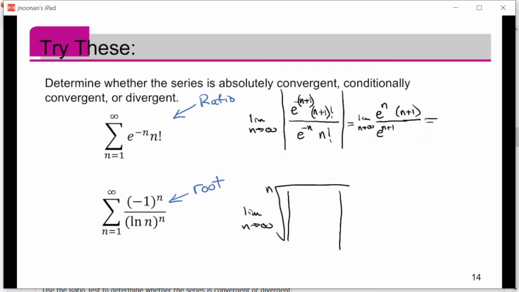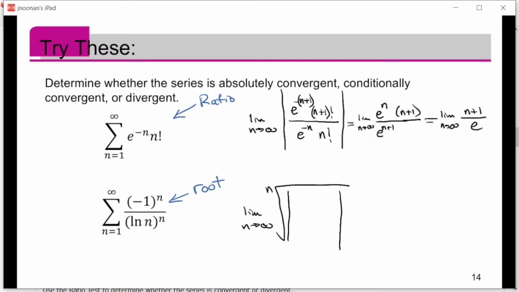Let's get a volunteer. Briar, how do I deal with that e to the n over e to the n plus 1? Very good. So this is going to be n plus 1 over e to the first, which is just e.